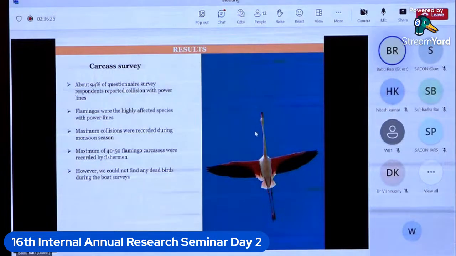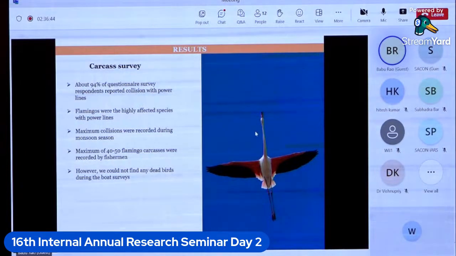During our carcass search, we did not record any dead birds. This was mainly due to the location of the study site. The study site is mainly influenced by tidal cycles. There was a high chance of washing out of the carcasses. That was the reason we failed to record the dead birds, and maybe there were no collisions during the survey.